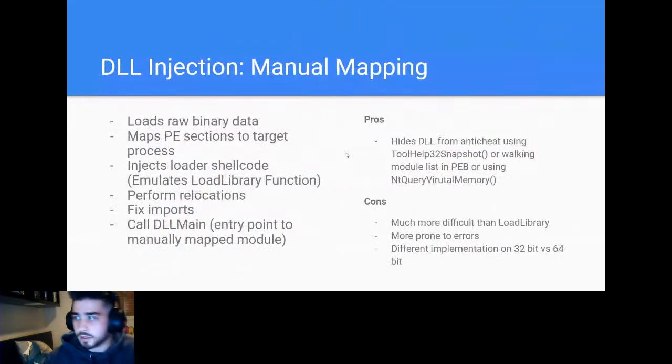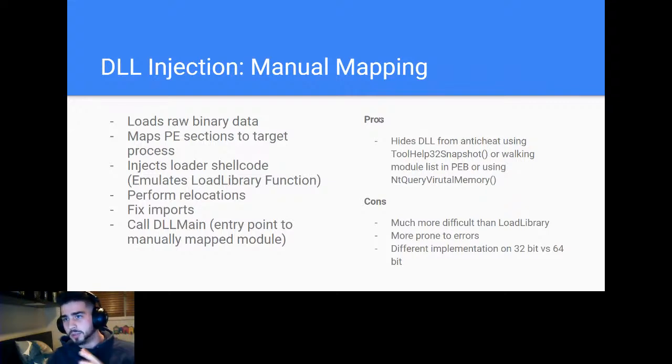Manual mapping is loading raw binary data into the target process. It maps the portable executable sections to the target process on its own, and injects a loader shellcode. So it injects some foreign code that's going to be able to load our DLL. And this is all fancy stuff.